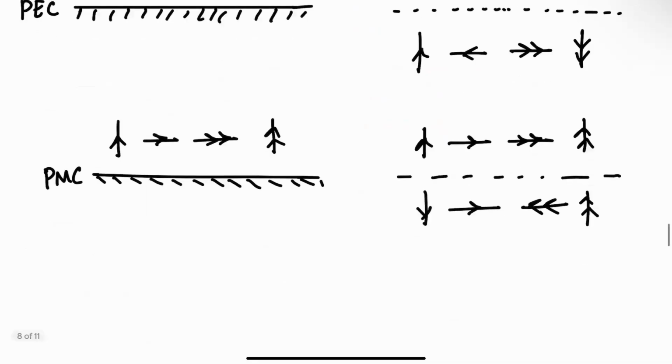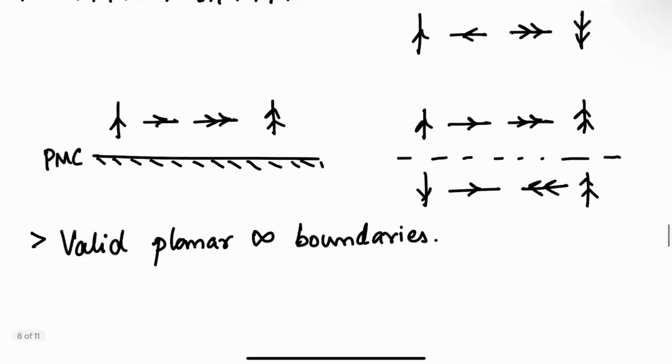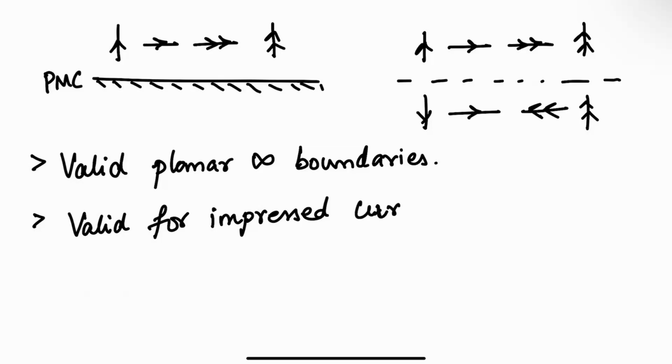So it's important to keep in mind that these are only valid for planar infinite boundaries. So if you have curvature in the boundary, you can't use image theory, at least the way we developed it here. There are ways to deal with that. But the way we developed it here is only valid for planar boundaries. And they're really valid for impressed currents. So we'll discuss what this impressed current versus induced current is at the end of today's video, right?